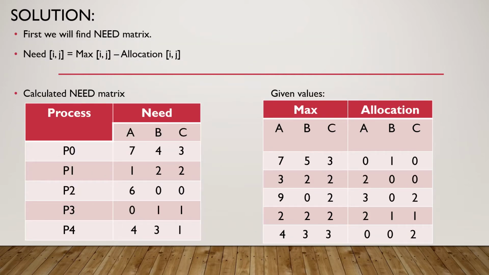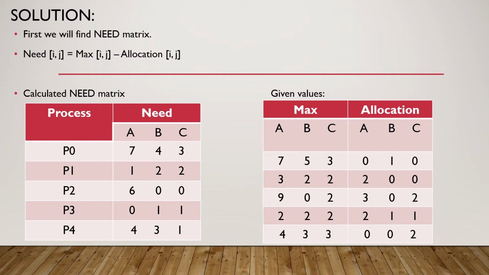Now we will find the solution. So first we will calculate the need matrix. Need is calculated as max minus allocation. Now from the given values we can see max and allocation are given. So we will subtract the allocation value from the max value and we will find the need.